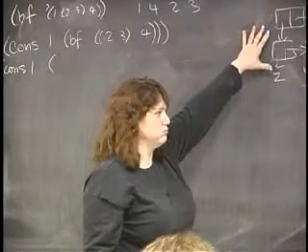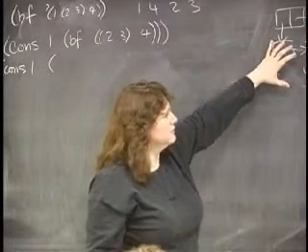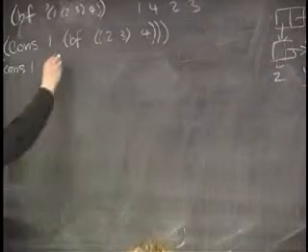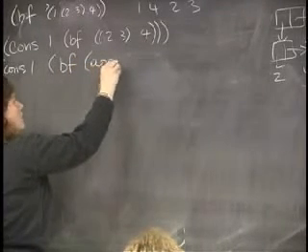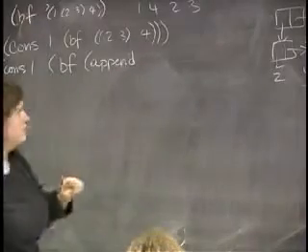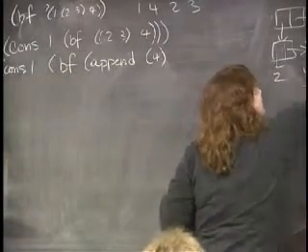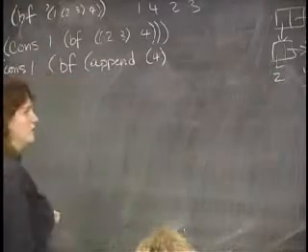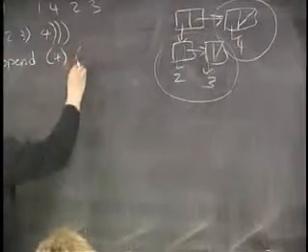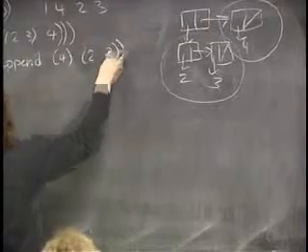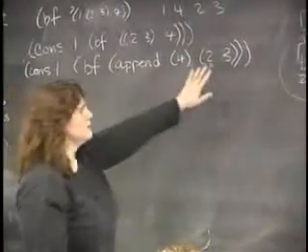Is the list null? No. Is it not a pair? Well, yeah, it is a pair. So, is the car a pair? Yes. So I'm going to call breadth first on append the cdr of the tree, which is the list 4, to the car of the tree. This is the cdr of the tree here, and this is the car of the tree.